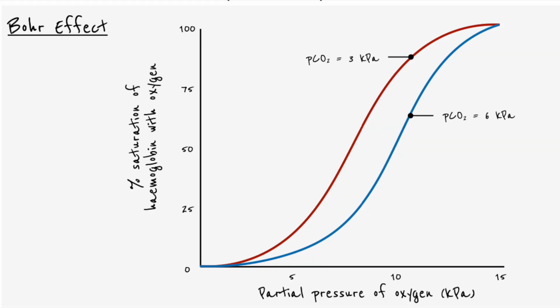Carbon dioxide is a gas which also has an effect on haemoglobin, and at higher partial pressures of carbon dioxide, so in effect higher concentrations of CO2, haemoglobin will give up oxygen more easily. And again, this makes sense because respiring cells will produce carbon dioxide, and therefore that higher partial pressure of carbon dioxide will prompt more oxygen unloading. The effect of carbon dioxide is to shift the oxygen dissociation curve to the right, and we call this the Bohr shift or the Bohr effect.